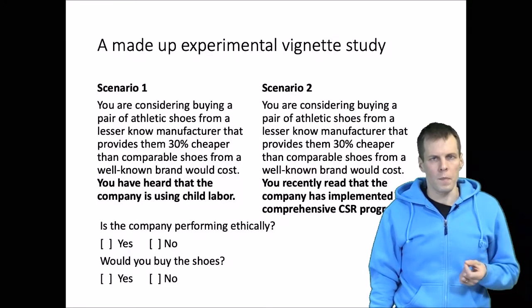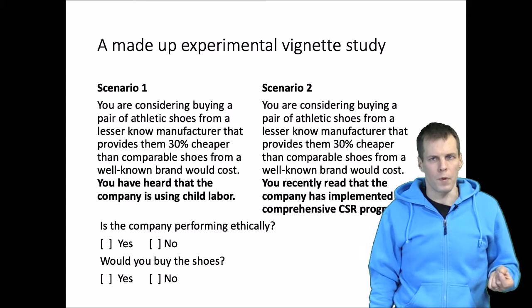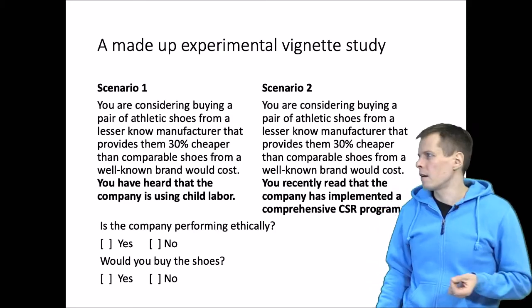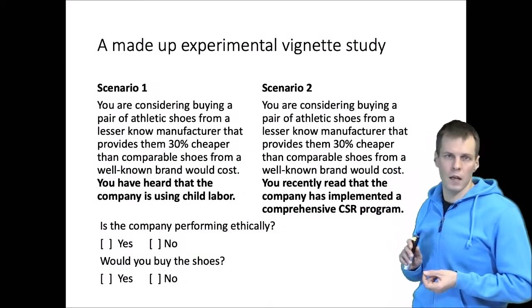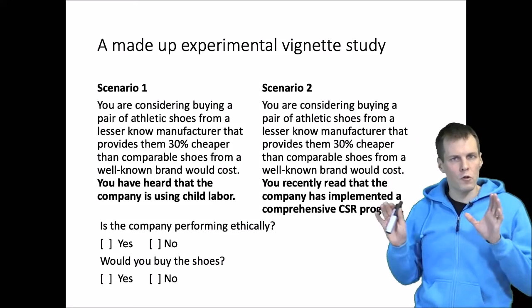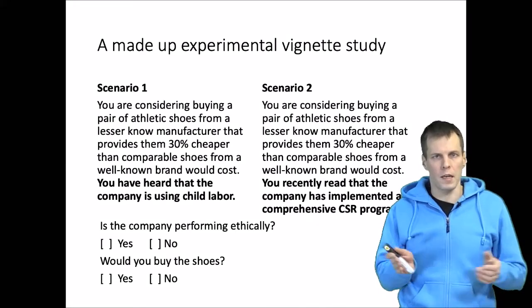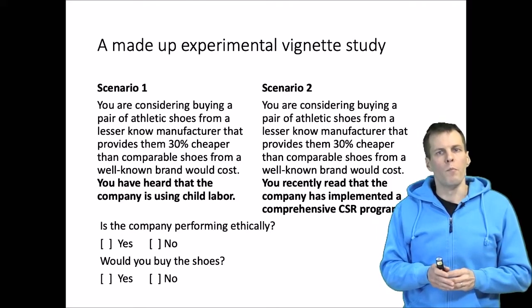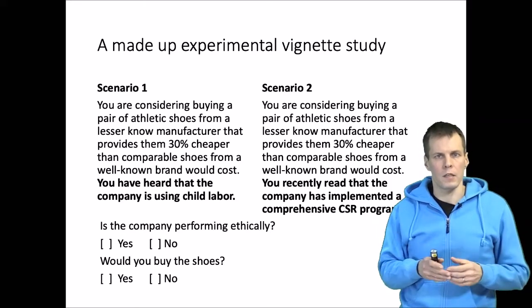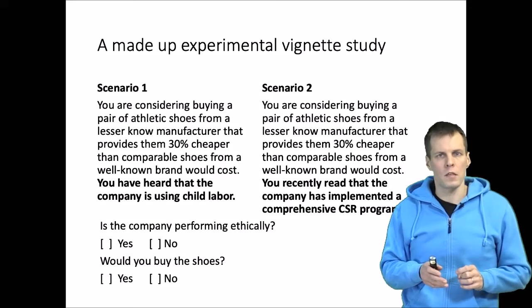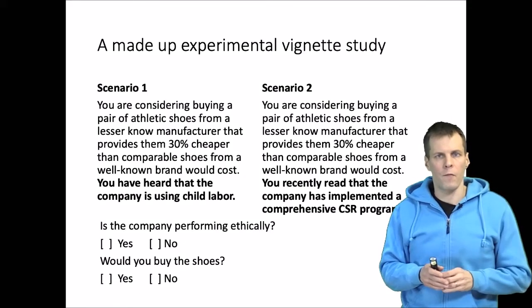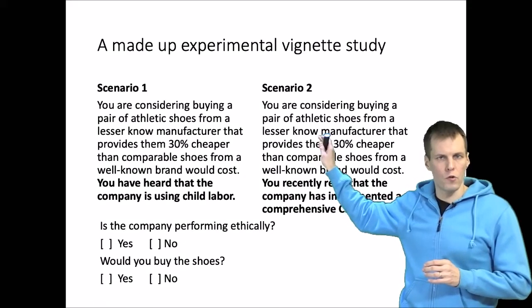So this is a completely made up study. And this is an example of a vignette study. The idea is that we present two scenarios. One individual receives one of these scenarios in a survey, but not the other. And this is randomized. So half of our informants receive scenario one, half of our informants receive scenario two.